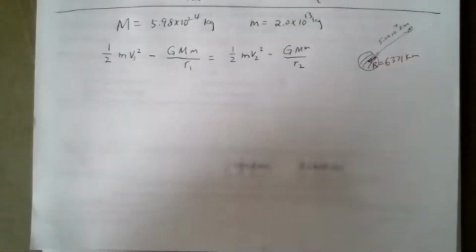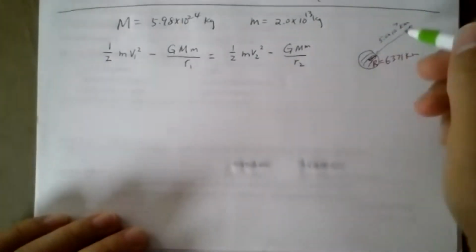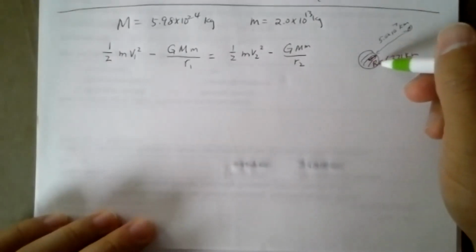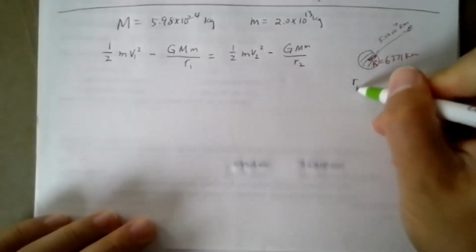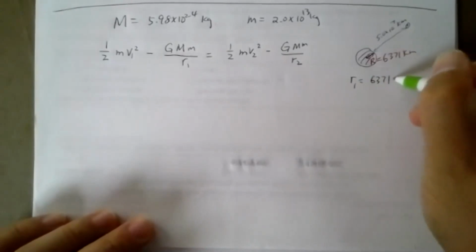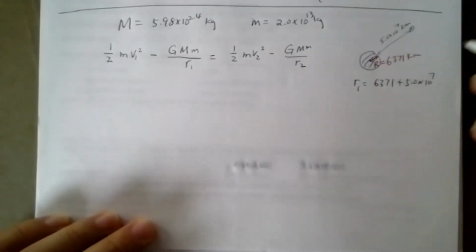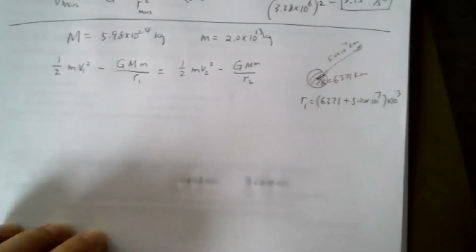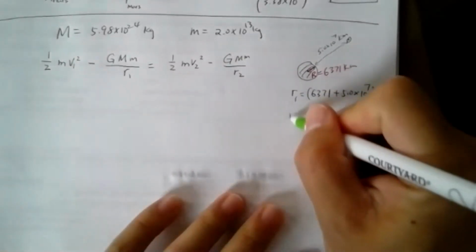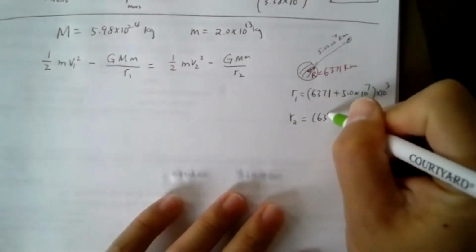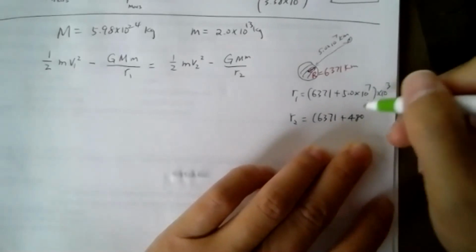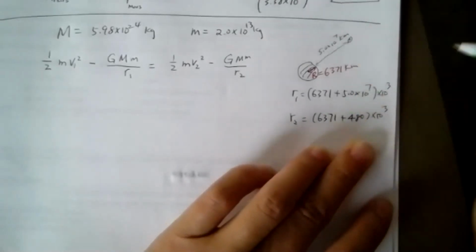All right, so let's take a look here. The asteroid originally is 5.0 times 10 to the 7 kilometers away. The radius of the Earth is this. So R1 is equal to the radius plus the 5.0 times 10 to the 7. That's in kilometers, right? So we want to multiply by 10 to the third to have this in SI units of meters. Now R2 is similarly 6371 plus the height of the atmosphere, 480, then times 10 to the third. So that's R2.